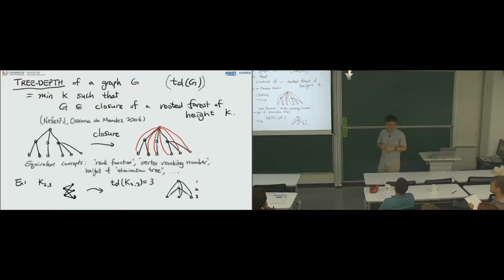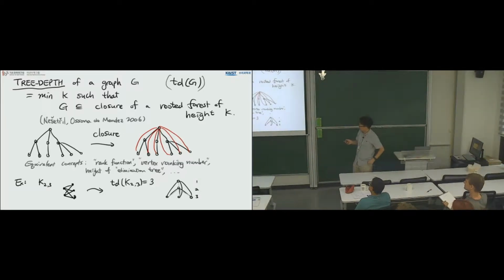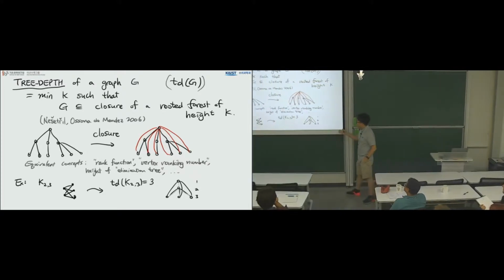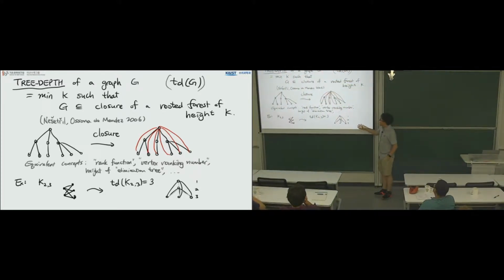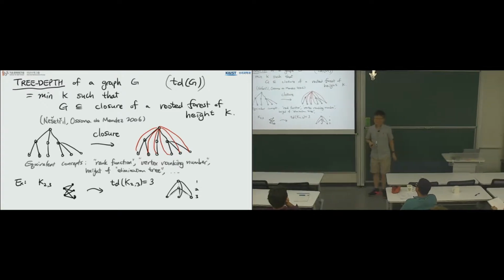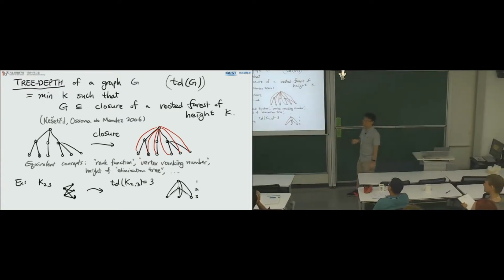So for example, K_{2,3} is a complete bipartite graph. If you compute, the tree depth is 3, because you can put two vertices here, and then the 3 on the other side as leaves. So that's the tree depth.